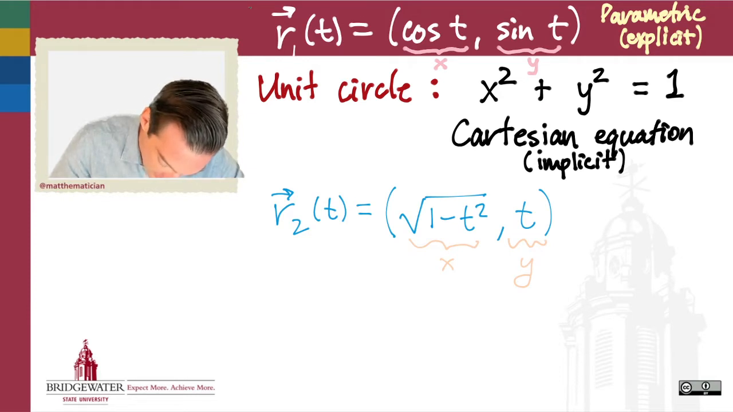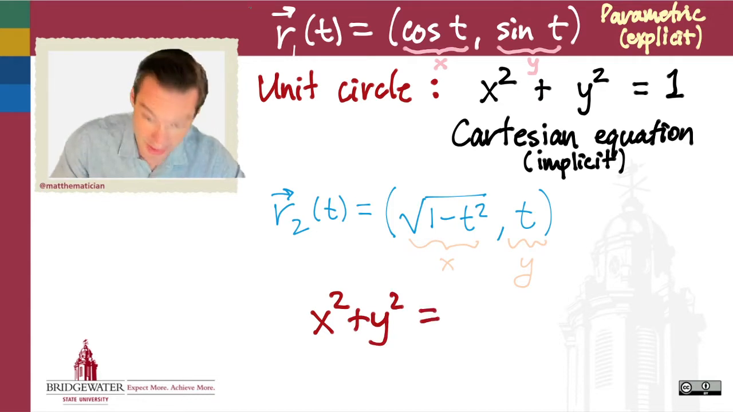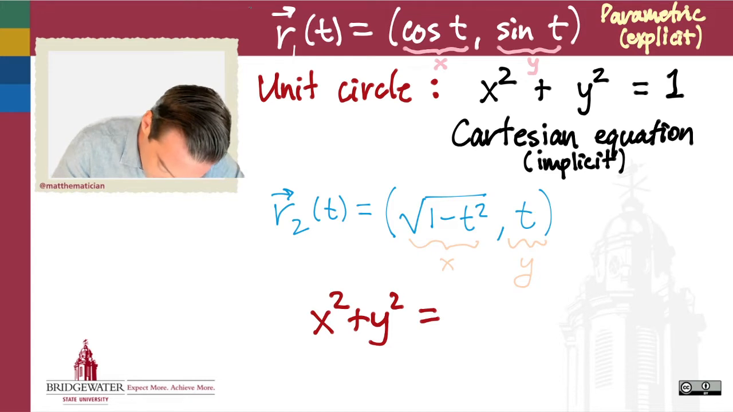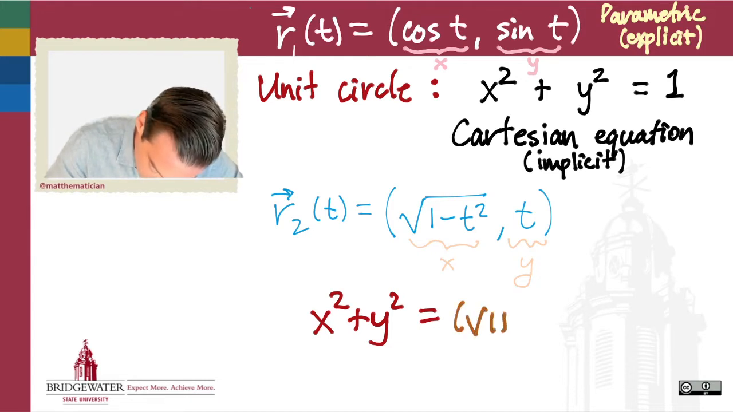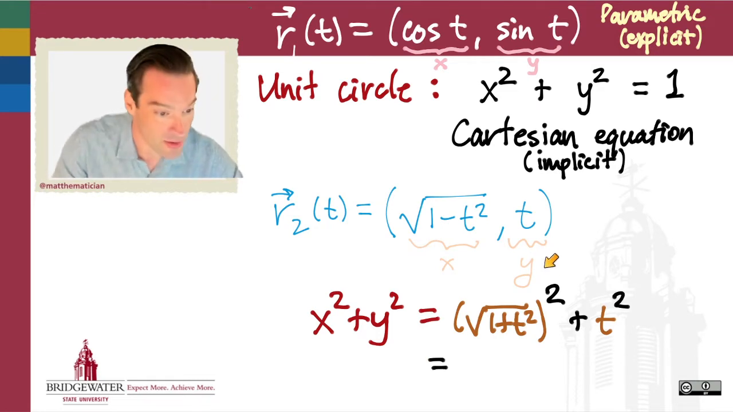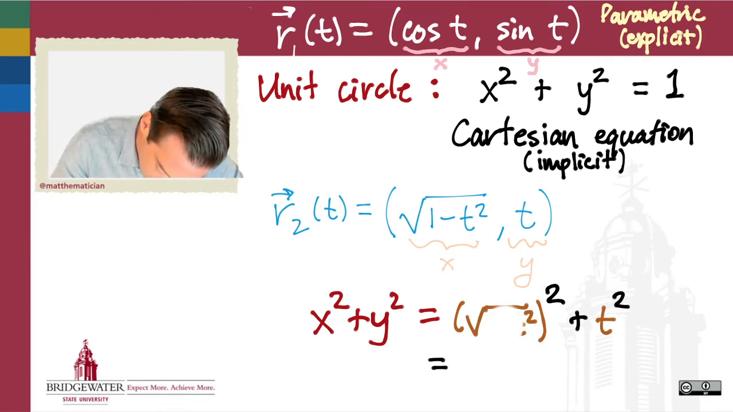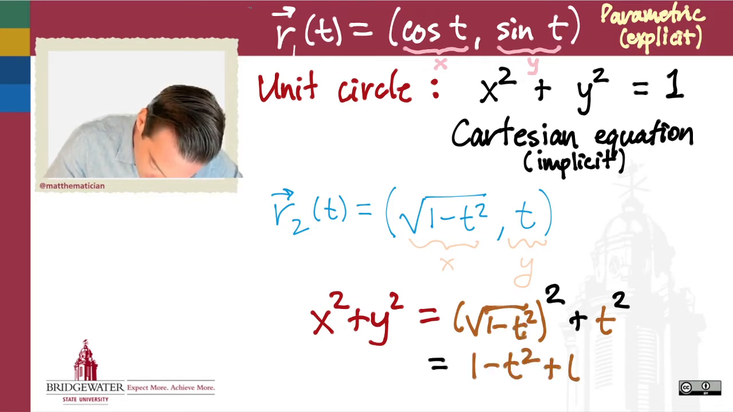Again, just by taking my x and my y as functions of t and substituting those into my Cartesian equation: square root of 1 minus t squared substituted for x, and t substituted for y. And if I do all of this arithmetic out, the square and the square root are just going to cancel one another out. Oops, I have a typo over here. Sorry, that's 1 minus t squared under the radical. So when I do that arithmetic, it's 1 minus t squared plus t squared. Those t squareds cancel, and I get x squared plus y squared equals 1.